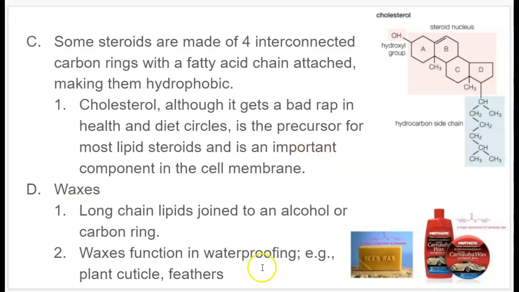And then waxes are basically long chains of lipids that are connected to an alcohol or a carbon ring. And waxes are really important for a lot of plant structures, animals that have feathers, because that provides a lot of the waterproofing. When you talk about plant cuticles, which helps to provide protection from moisture loss through evaporation, and on feathers to help keep feathers from getting waterlogged, and so then birds can't fly. All right, so that's it for lipids.